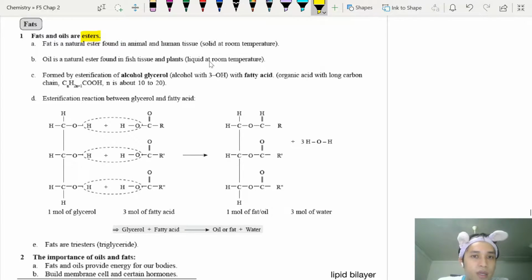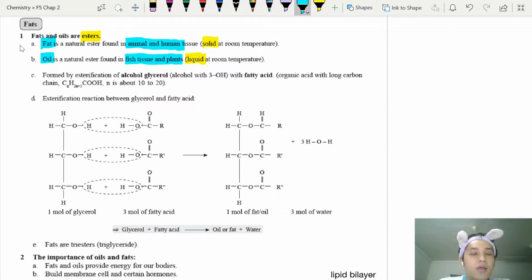We call it fat when it's in solid form. If it's in liquid form, we call it oil. That's why when we talk about humans or animals, we call it fats. When it's about fish or plants, we use the term oil. Since this is an ester, it's a combination between an alcohol and also a carboxylic acid.